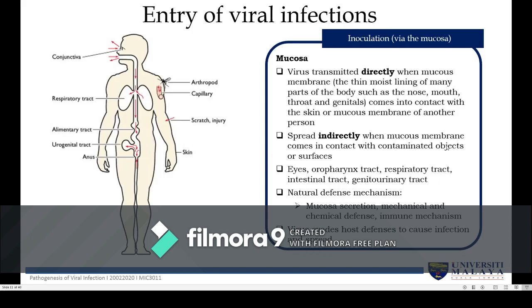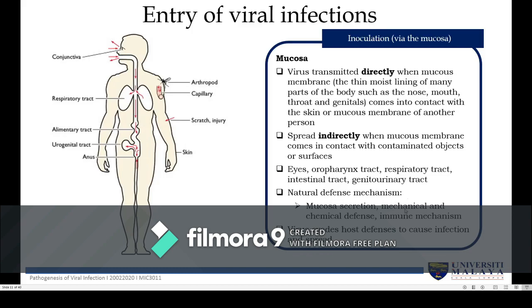So these are where the mucosa is. And then of course there's a natural defense mechanism. We have a mucosa secretion. The mucosa itself has the antibody, which is the IgA, that can actually neutralize the virus. And then they also have a mechanical and chemical defense in the mucosa.